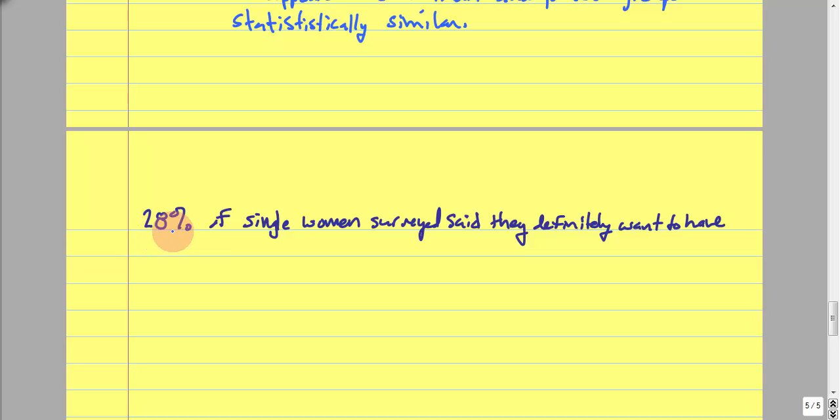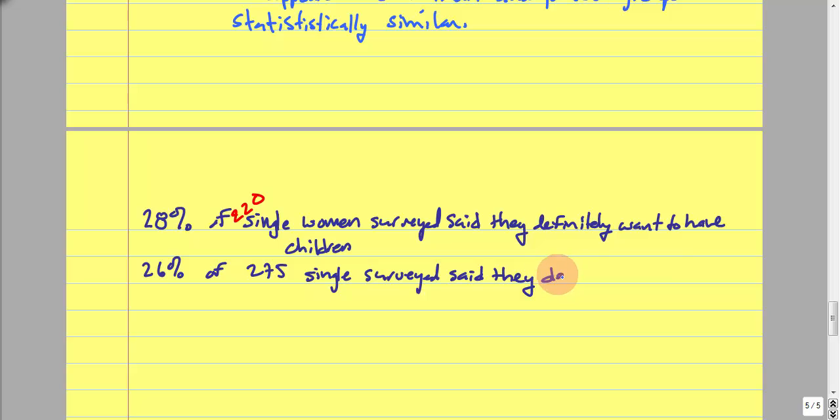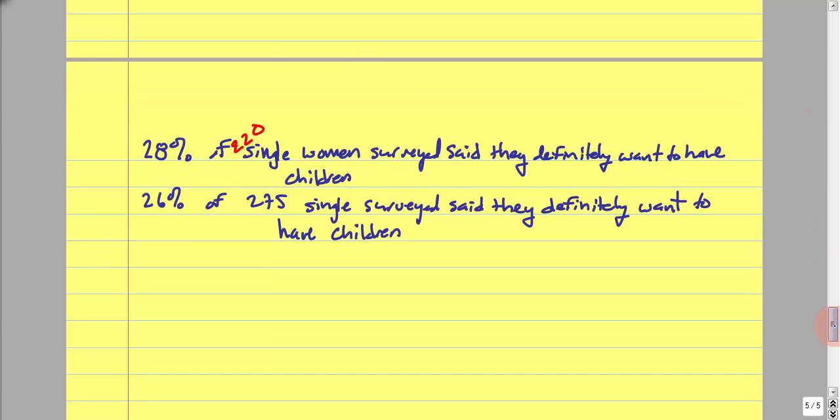So let's go ahead and add a little bit more information here. 28% of, let's say, 220 single women surveyed said they definitely want to have children. And then we also know that 26% of 275 single men said they definitely want to have children. So what we're looking at here then is we have a percentage and we know our sample size for each group. And what we want to do is to construct a 99% confidence interval that will estimate the difference between the proportions.